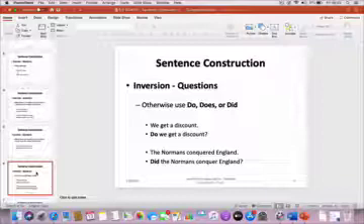Looking at the past, the Normans conquered England. This is the past simple. Exactly the same construction, but in this case I'm using the auxiliary in the past simple because the tense is the past simple. It becomes, did the Normans conquer England?